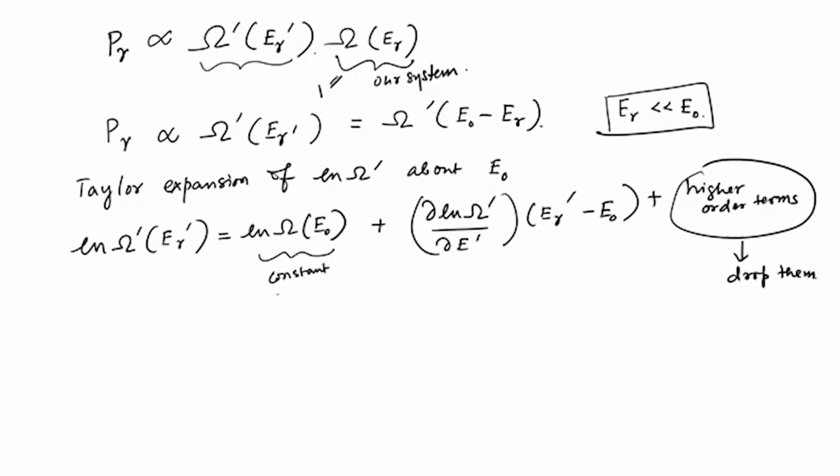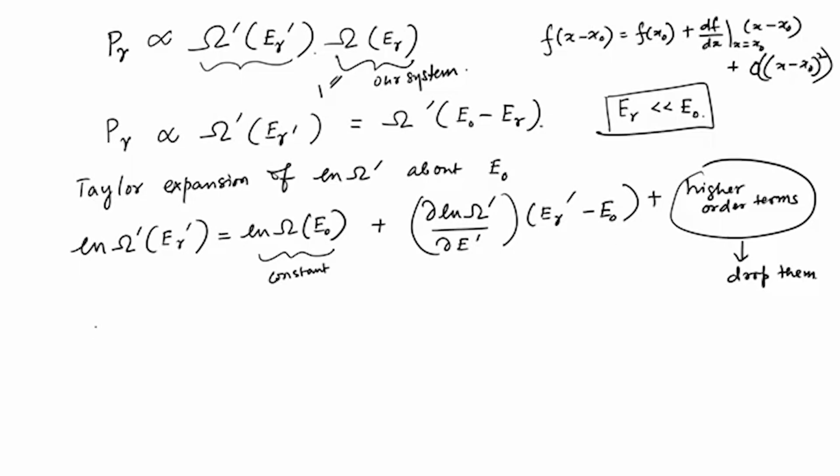So, the first term is a constant, which is the first term in the Taylor expansion. Just to remind you of the Taylor expansion: f of x, about x 0, is equal to f of x 0 plus df dx evaluated at x equal to x 0, times x minus x 0, plus order x minus x 0 squared and so on, and those terms are dropped, which is what we have done here as well. Okay. So, this is a constant and all these terms.